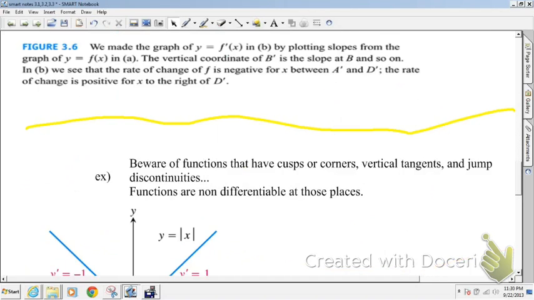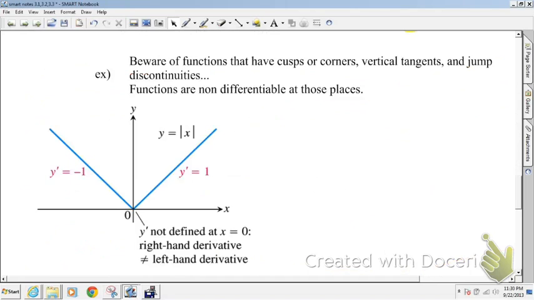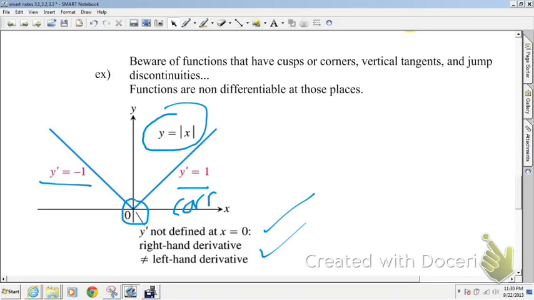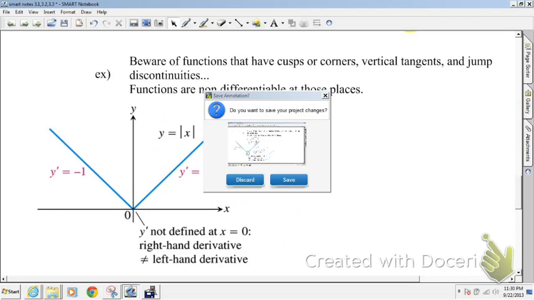Okay, now let's take a look at the next one. Beware of functions that have cusps or corners or vertical tangents and jump discontinuities. Functions are non-differentiable at those points. Okay, so here we have our famous function y equals absolute value of x. Notice the derivative is not defined at x equals 0. That's a way of saying the right-hand derivative and the left-hand derivative are two different values. It's another way of saying there's a corner. So beware of cusps, corners, and jump discontinuities.